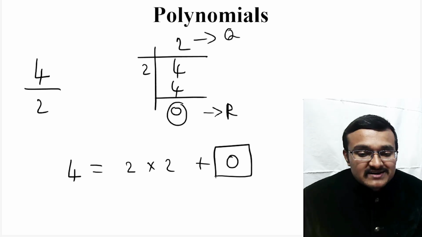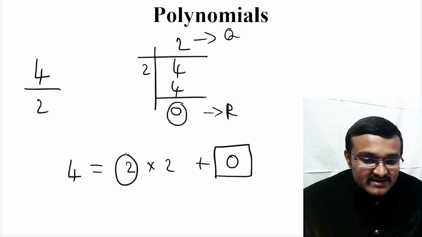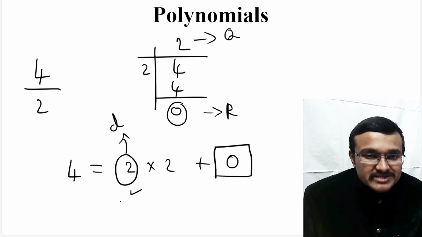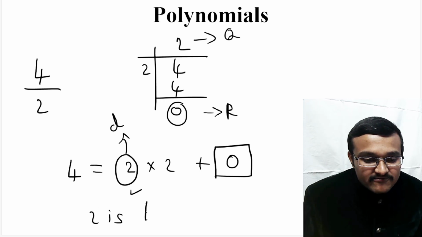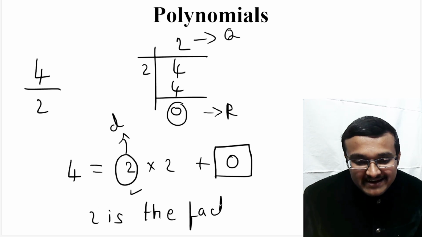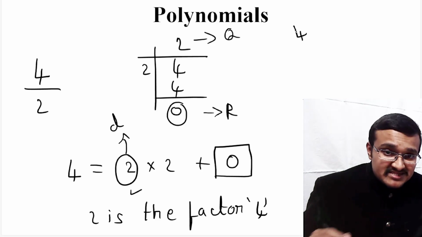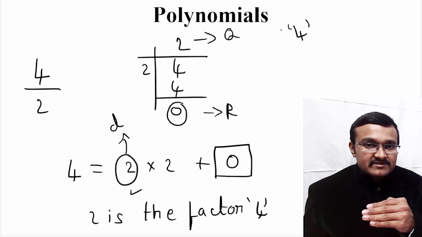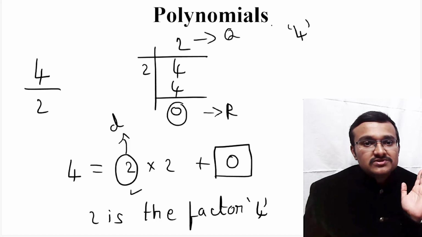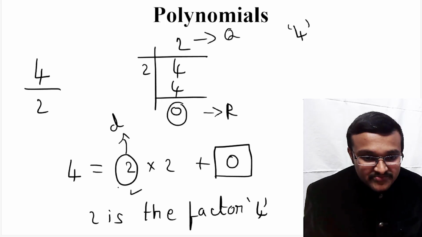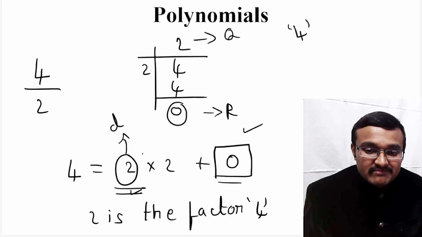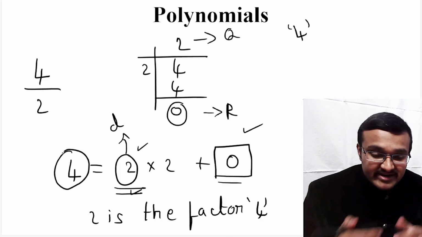So here clearly you can see remainder is 0 and 2 is the divisor. So you can clearly see 2 is the factor of 4. So that means whenever you take a particular number and divide the number with its factor, then you always get remainder equal to 0. So if 2 is the factor, then remainder becomes 0, or if remainder is 0, then 2 becomes the factor of this particular dividend.